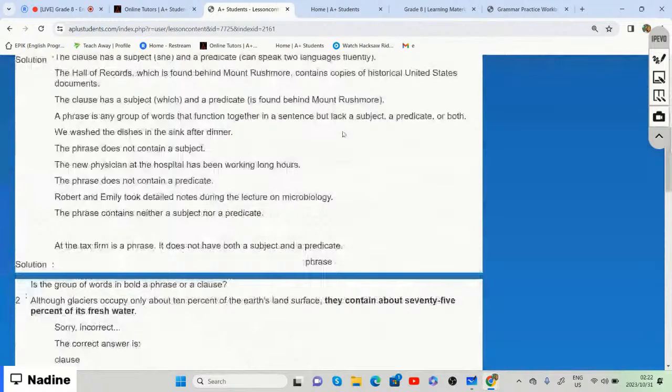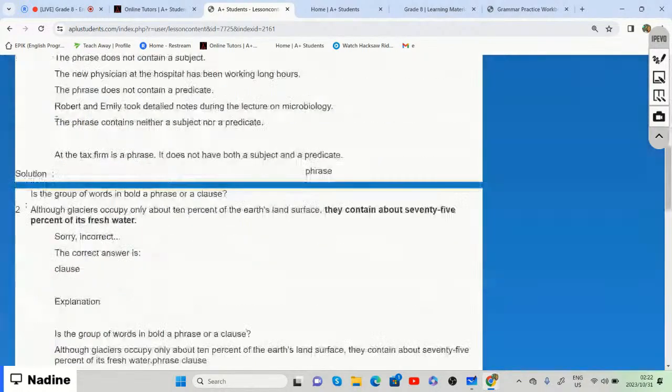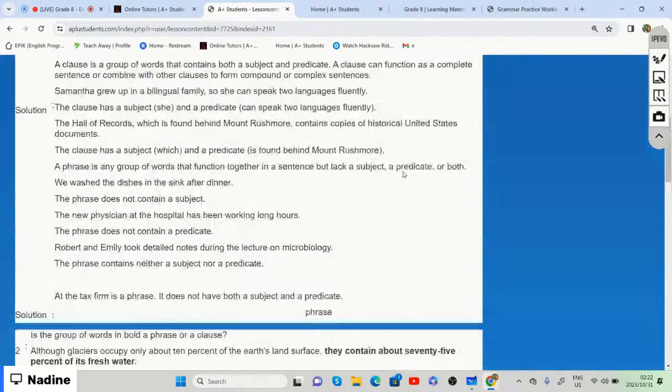So now we say Haley has all the qualifications listed for the accounting position. In this case, this is a phrase. So this is a phrase. At the tax firm is a phrase, and it does not have a subject and a predicate.